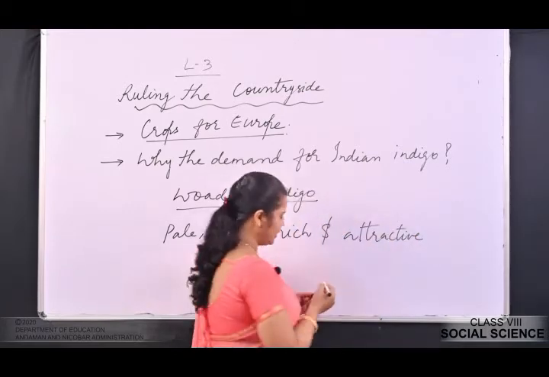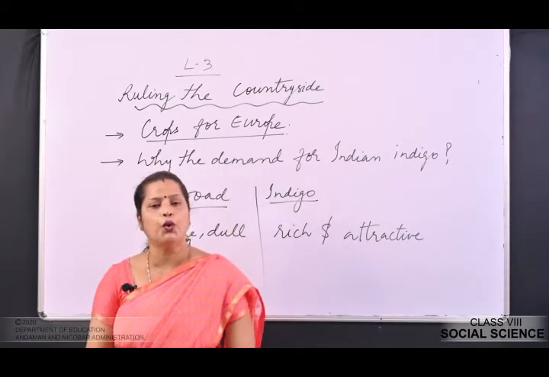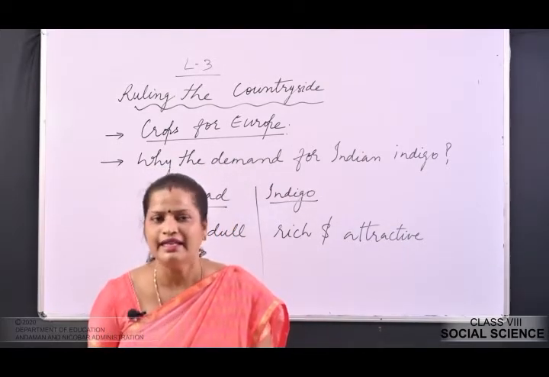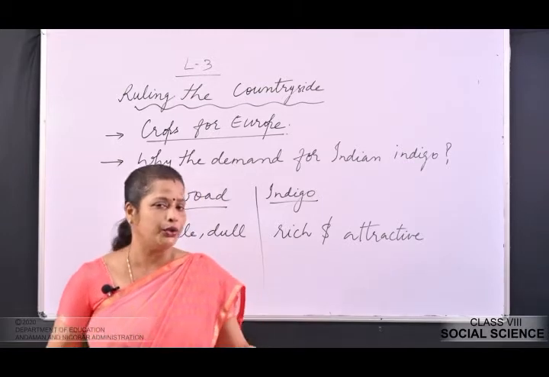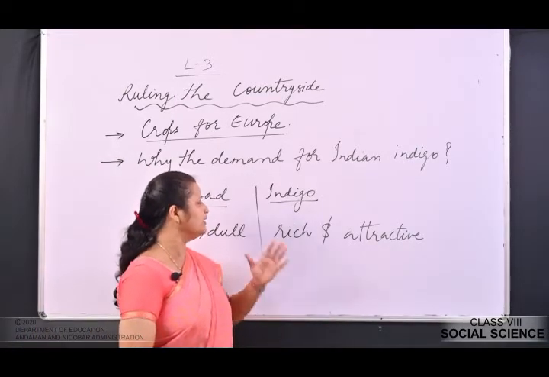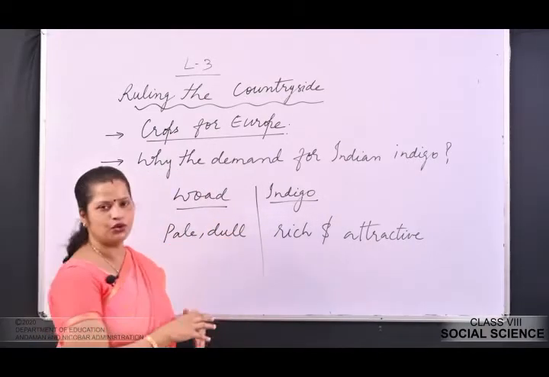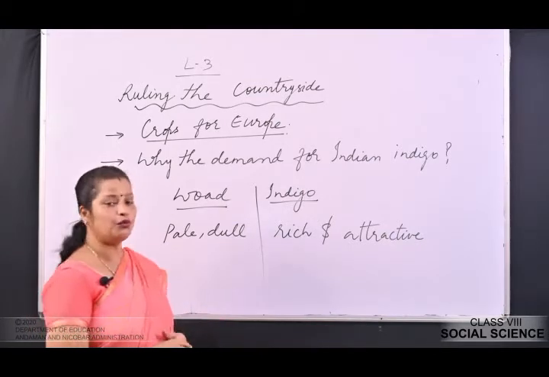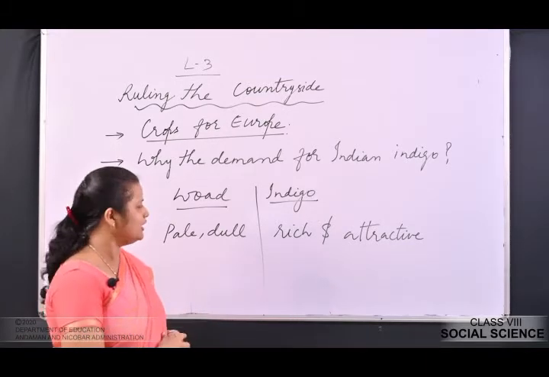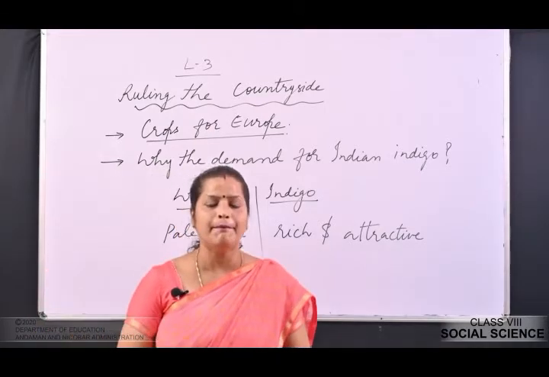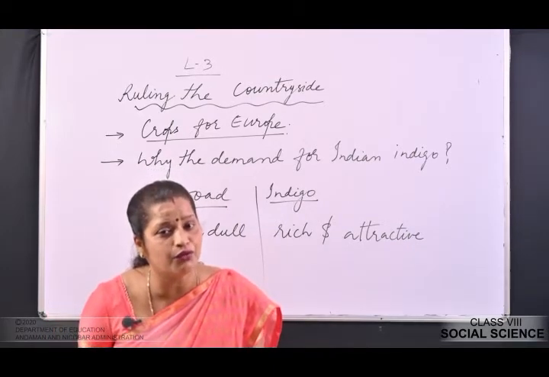Rich and attractive. So, worried by the competition from indigo, woad producers in Europe pressurized their governments to ban the import of indigo. Cloth dyers, however, preferred indigo as dye, because, as I already told you, indigo can produce a rich and attractive color, so the cloth dyers mostly preferred indigo and not woad. Because of that, the woad producers wanted to have a monopoly over the European market in the matter of dye, so they asked their governments to put a ban on the import of indigo. Understood? So indigo produced a rich blue color, whereas the dye from woad was pale and dull.